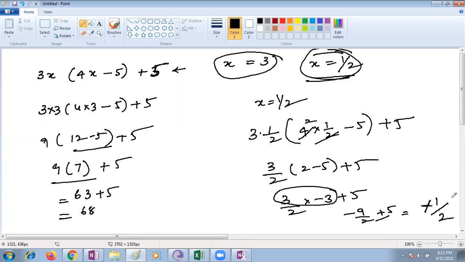Children, any doubts, please let me know. These are 7th class topics. That's why I'm directly doing and giving answers. If you have any doubts, please ask me. I'll help you. No, ma'am, no doubt. How did you get 1 by 2? That is a simple fractional part. Here we have minus 9 by 2 and plus 5; the denominators are unlike. You just make them like by multiplying. So minus 9 by 2 plus 10 by 2 is minus 1 by 2. Simple fractional concept.